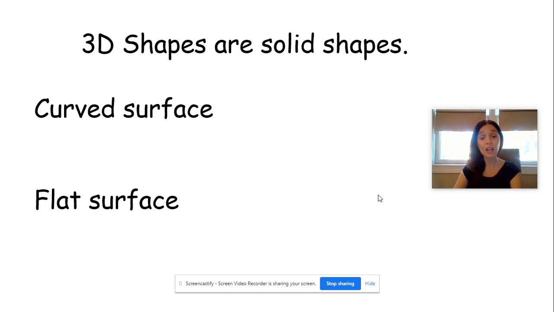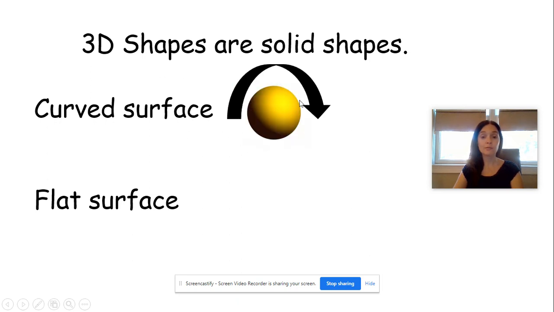3D shapes are solid shapes, right? We said that you can hold them in your hand. They go back and forth. They are solid. Now, when we talk about 3D shapes, there's two descriptions that we're going to think about for each shape. So the first words we're going to think about are curved surface. So for each shape that we learn, you're going to see if you can find a curved surface on the shape. Curved surfaces go around, they are round like that.